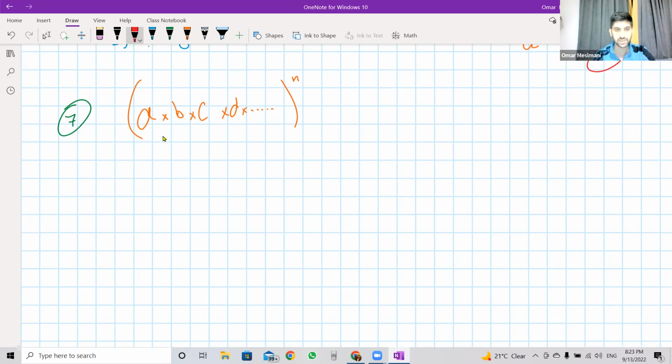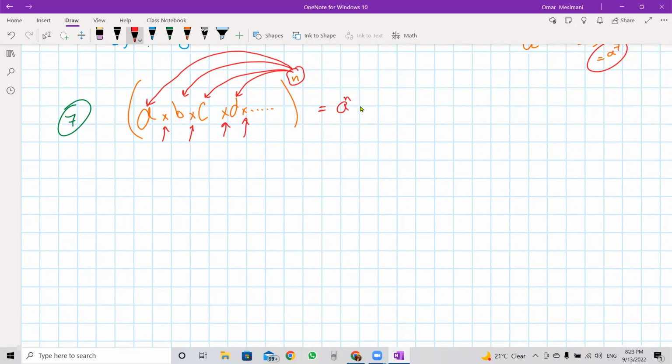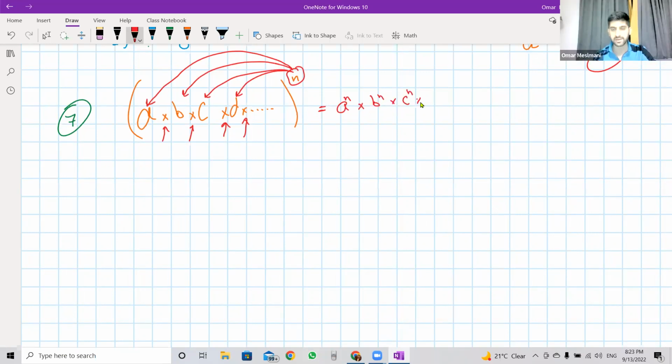If there is addition, if there is division, if there is subtraction, I don't care. No, it's not going to work. It's only with the multiplication. So what they said is if there is multiplication only, you can do this. You can take the power and distribute it for the first, for the second, for the third, for the fourth, for the fifth, for as long as it's a multiplication. Exactly. So A power n, B power n, C power n, D power n.